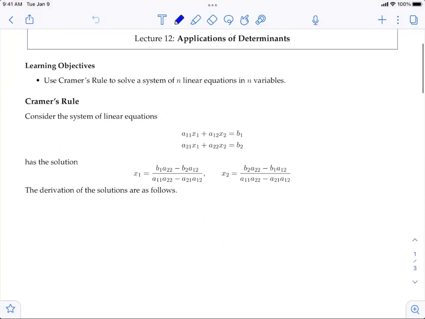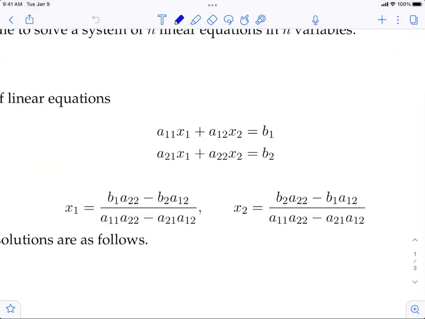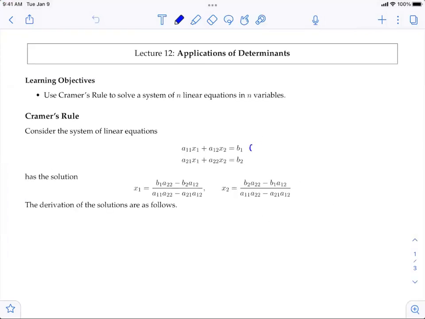First, consider the following system of linear equations of the form a11 times x1 plus a12 times x2 equal to b1, a21 times x1 plus a22 times x2 equal to b2. So there are two equations; a11, a12, a21, a22 are constants, as well as b1 and b2, and the unknowns in this case are x1 and x2. I'm going to call this equation 1, and this equation 2.